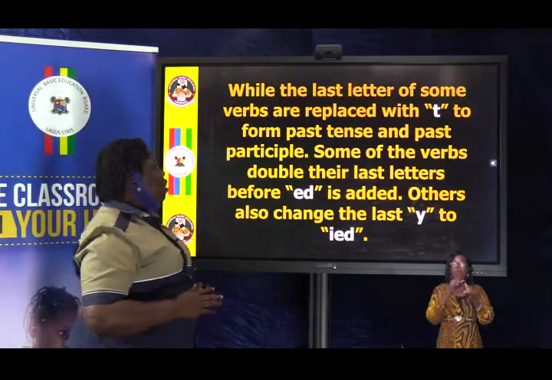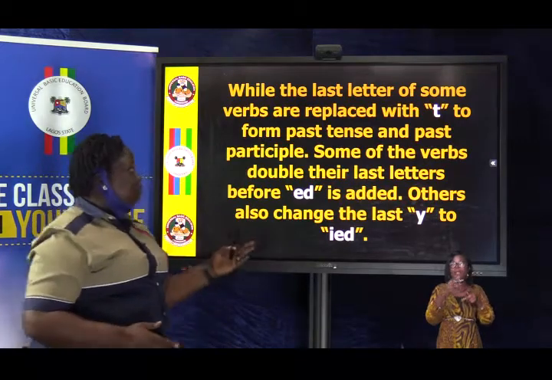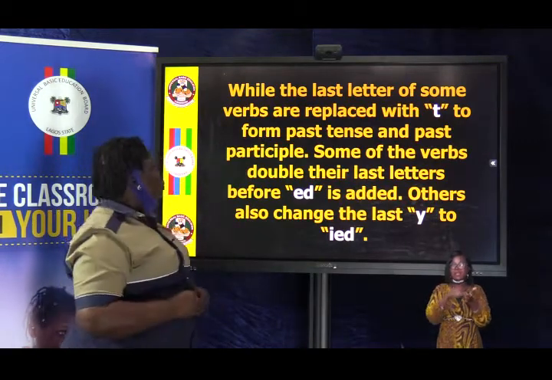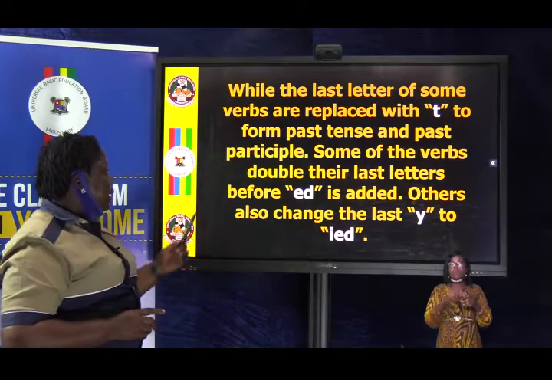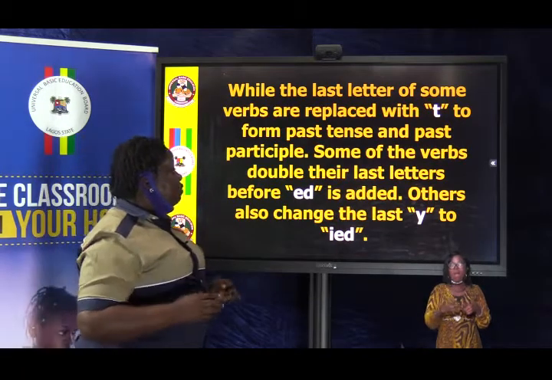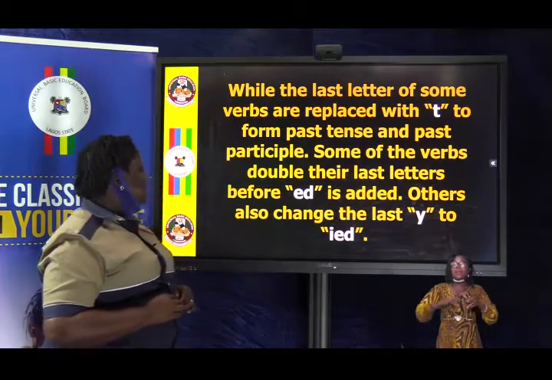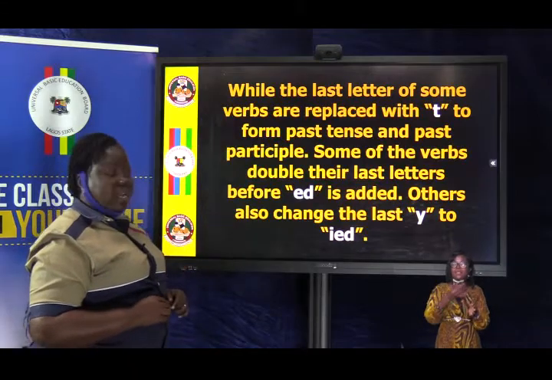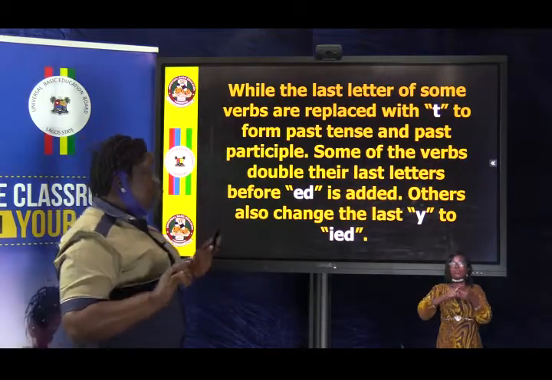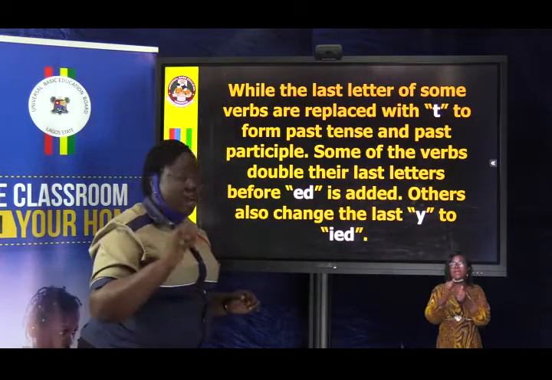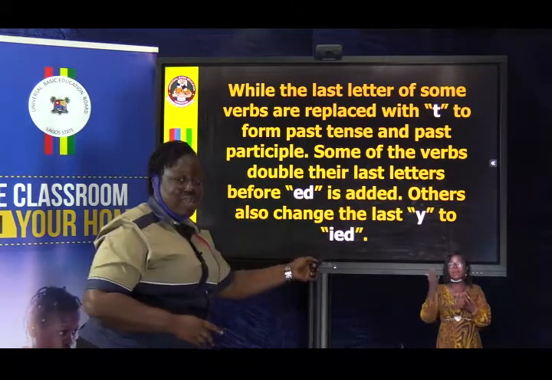While the last letter of some verbs is replaced with the letter T to form past tense and past participle, some of the verbs double their last letters before ed is added. Others also change the last Y, and that Y becomes IED.